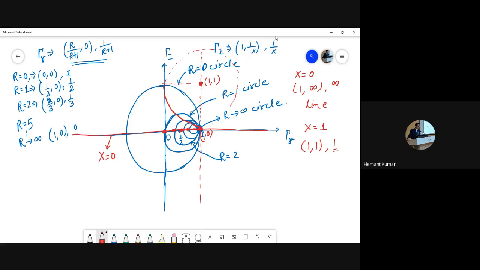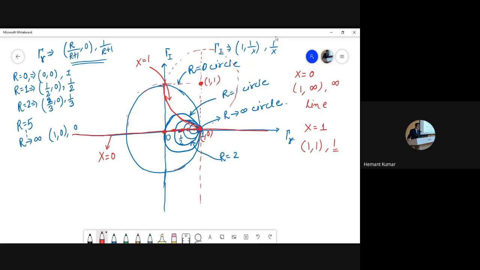I will not plot the entire circle, because this is the maximum limit of the Smith chart, because r is always a positive quantity, right? So we will not go outside of this bigger circle. We'll only plot for the inside. So this is X is equal to 1.